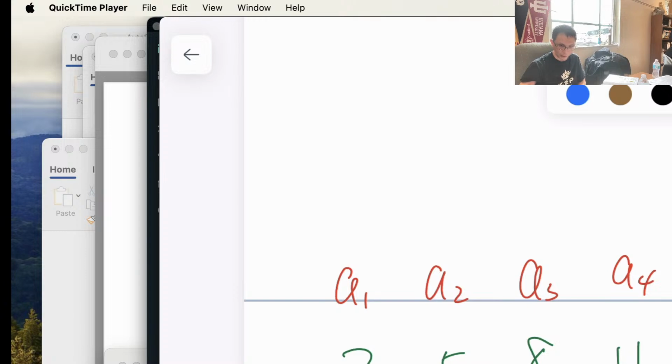What is it in this case? A2 minus A1 is 5 minus 2, which is what? 3. And then 8 minus 5 is what? 3. And 11 minus 8 is 3. So since they all have a common difference, that's called an arithmetic sequence. So let's understand the arithmetic sequence.